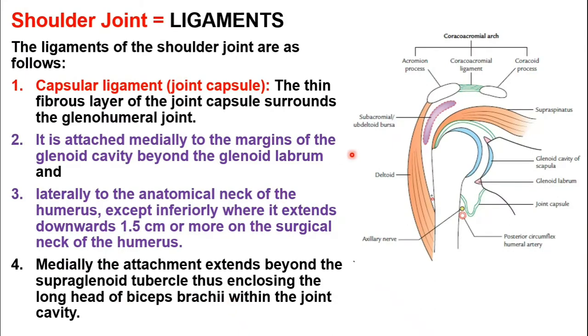Now the capsule. Now the attachment of the capsule of the shoulder joint, or the capsular ligament. You can see this is the green line. This is indicating the presence of the capsule.